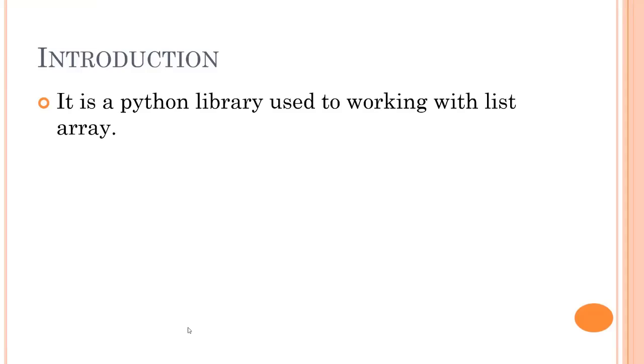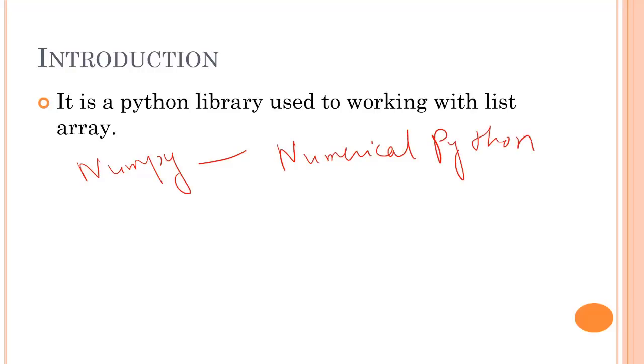So it is a Python library which is used for working with lists and arrays. First thing, what do you mean by NumPy, or why do we call it numerical Python? NumPy is also known as numerical Python. And here, if you observe, it's a Python library. Python library means there are various types of libraries or packages already available in Python which we have to use. So NumPy is one of those libraries.